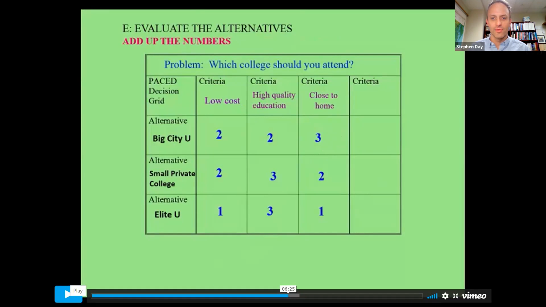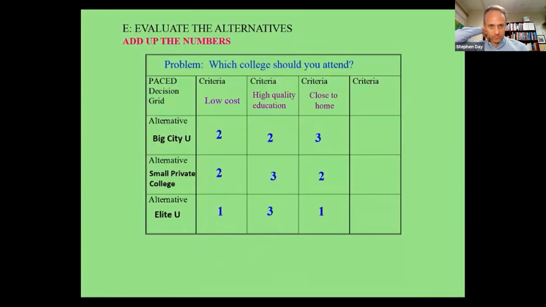So she's going to add up the points so that she can get some sort of a measure of what's important to her. The alternatives. Let's add up the numbers. Big City U gets a 7. Small private college also ranks a 7. And elite university received a 5. Now we have a problem because Big City U and small private college are both ranked the same with a 7. So now what should I do?